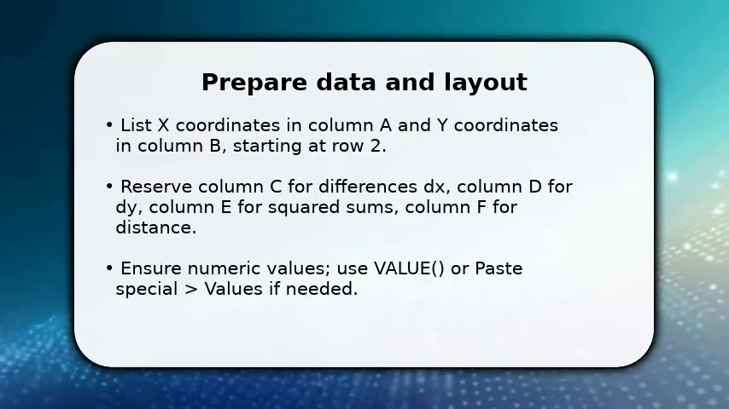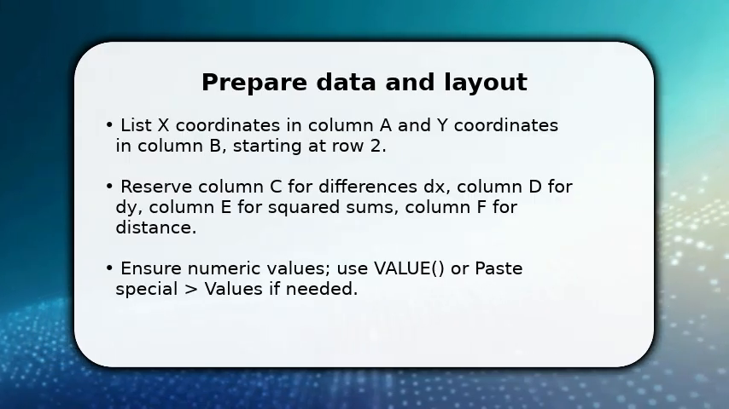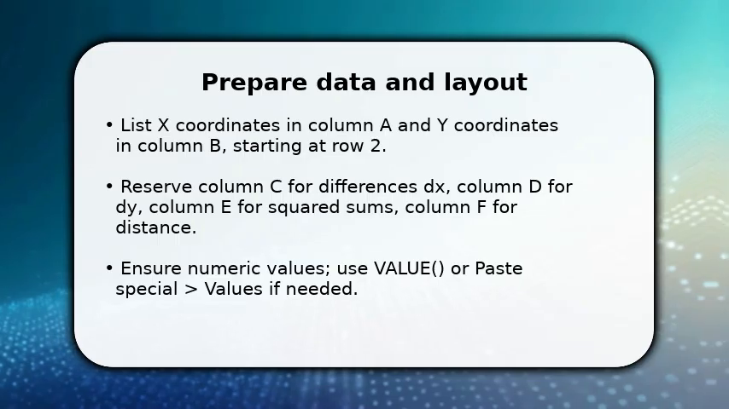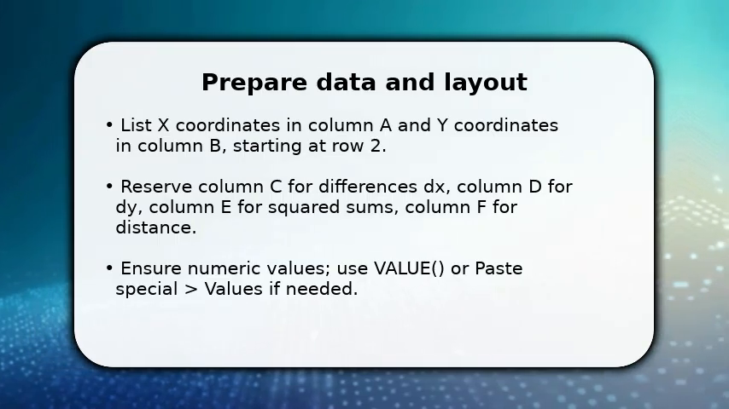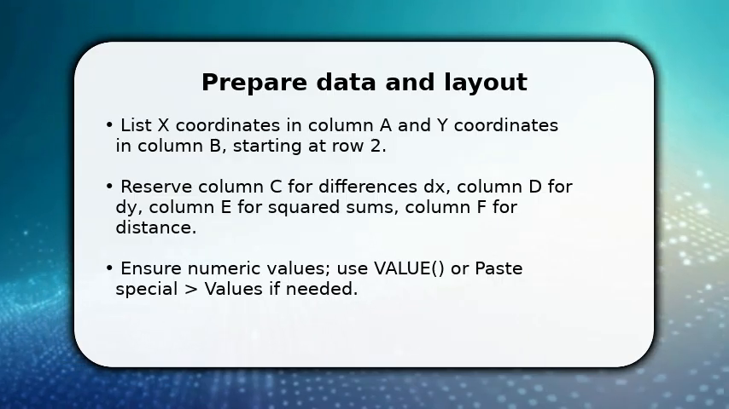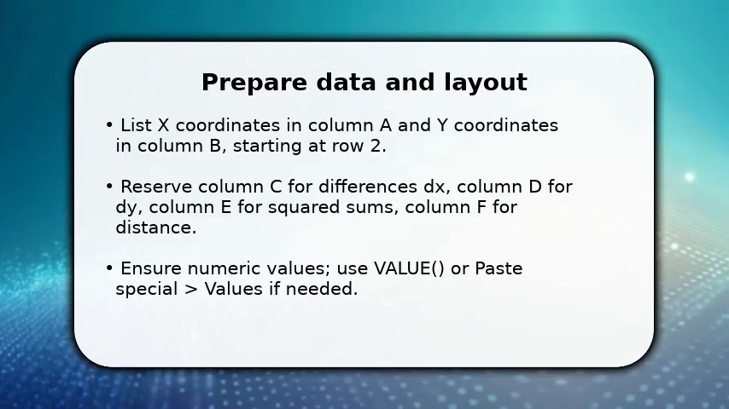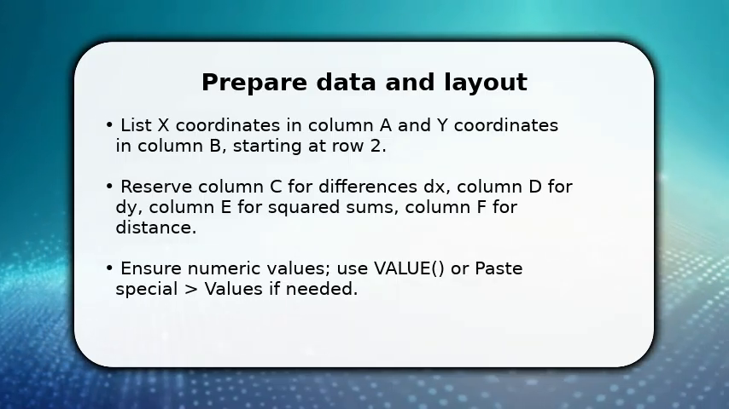You already have two-point columns. Begin now by confirming A2 and B2 hold X and Y numbers. First actionable step: in C2 type =A2-A3 if you compare rows, or =A2-$A$2 to measure from a fixed point. Then in D2 mirror that for Y: =B2-B3, or =B2-$B$2.